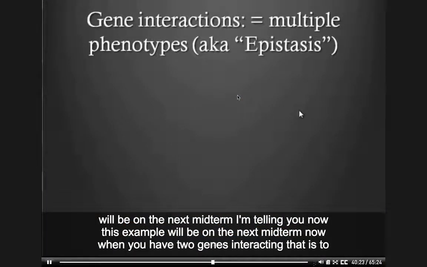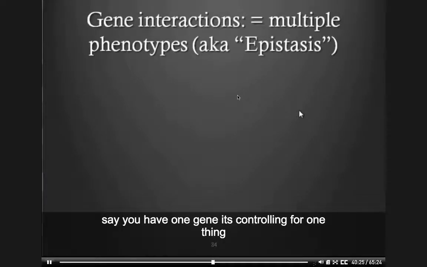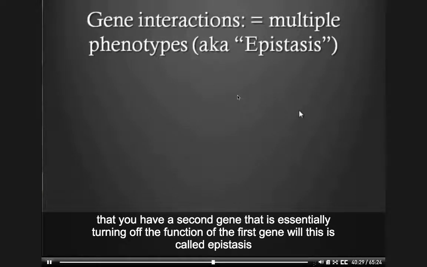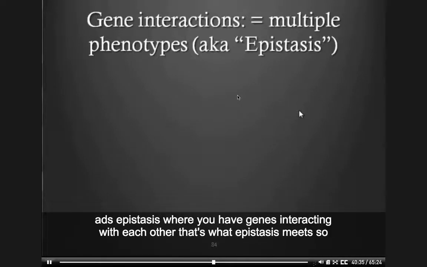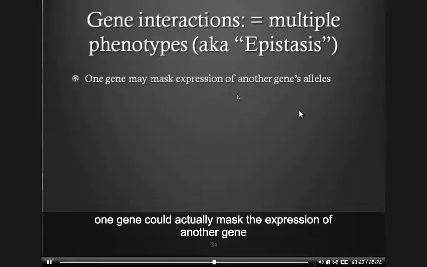Now, when you have 2 genes interacting, that is to say, you have one gene that's controlling for one thing, then you have a second gene that is essentially turning off the function of the first gene. Well, this is called epistasis. That's epistasis, where you have genes interacting with each other. That's what epistasis means. So one gene can actually mask the expression of another gene.